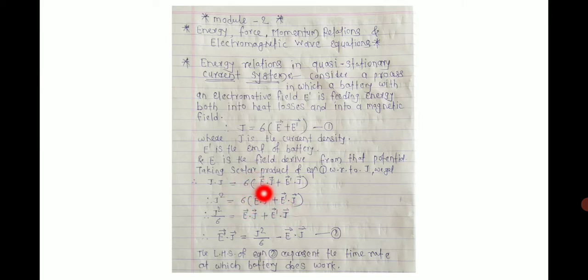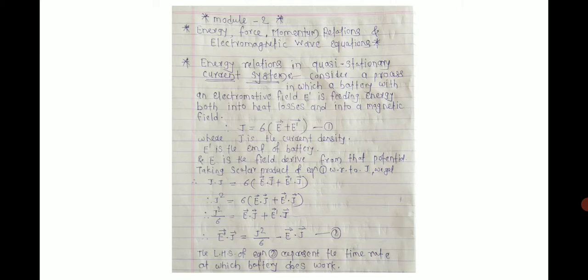Then this sigma, transposed to the other side, will divide, so J square divided by sigma is equal to E dot J plus E dash dot J. In the next step, the term E dot J transposed to the other side becomes minus. Equation 2 is E dash dot J is equal to J square divided by sigma minus E dot J. These are the equation number 2.